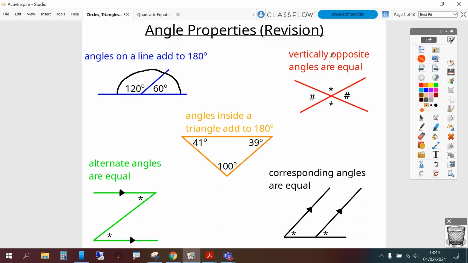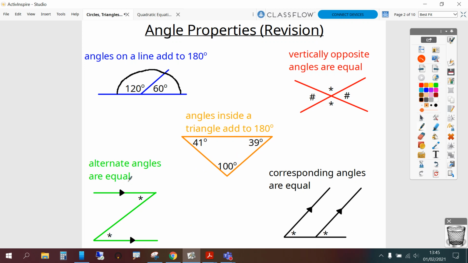In the red diagram, we've got vertically opposite angles are equal. So that means the star in the top is the same angle as the star in the bottom. Likewise for the left and the right hash. A very important one is in the orange diagram where we've got angles inside a triangle adding up to 180 degrees. You must remember that.